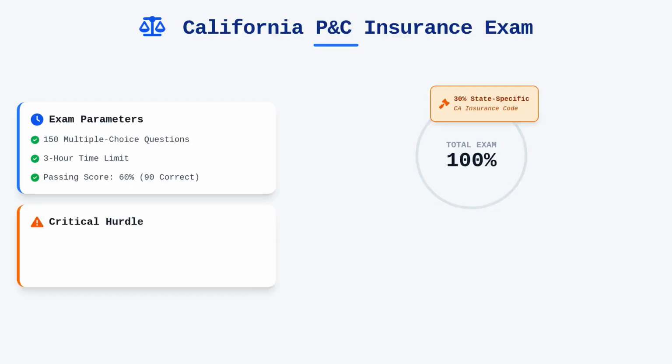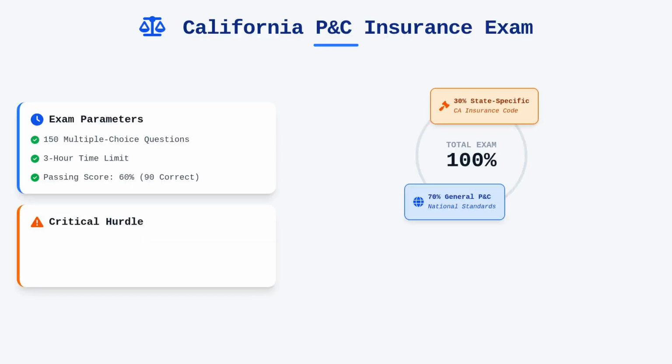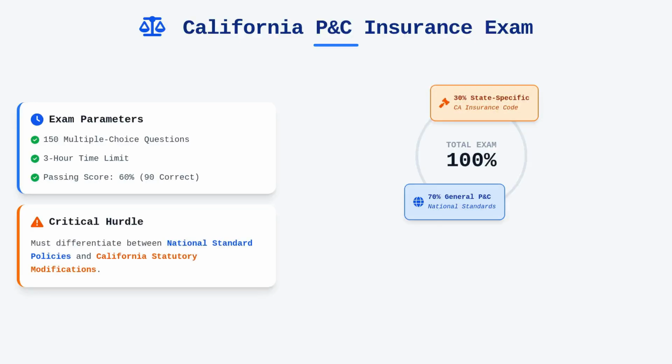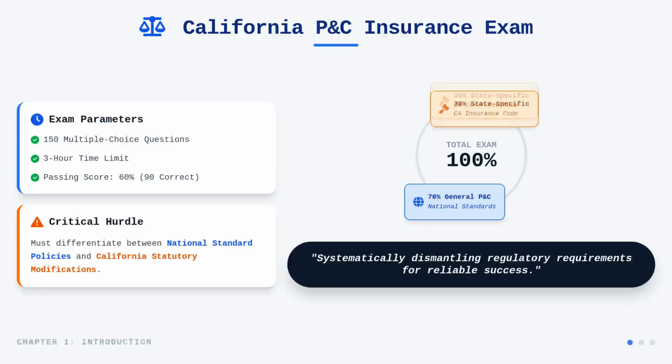Because the examination blends general property and casualty concepts with local regulations, passing depends entirely on your ability to cleanly separate national standard policies from the specific statutory modifications mandated by California law. This initial chapter sets the stage for how we will systematically dismantle these regulatory requirements, so you can reliably select the correct answers under pressure.